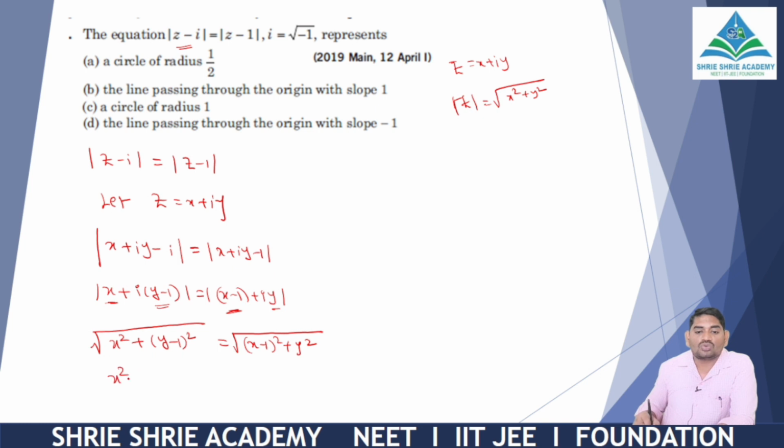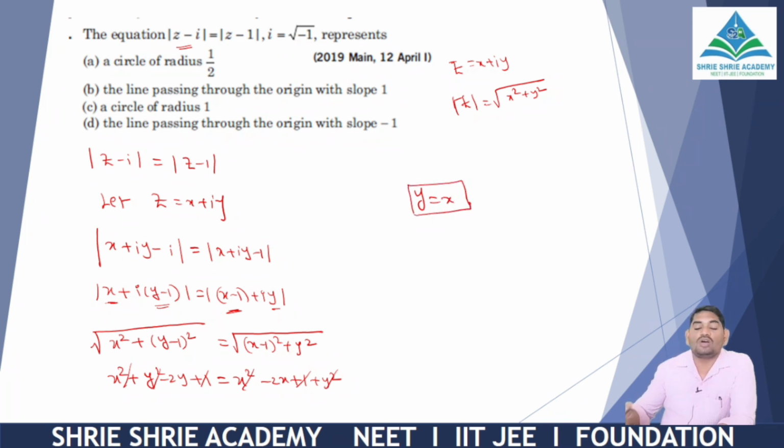We get x² + (y − 1)², which we can also write as y² − 2y + 1. Then on the right side we get x² − 2x + 1 + y². So the similar terms on the left and right sides get cancelled. Then we get −2y = −2x, the 1 also got cancelled. Finally we get y = x.